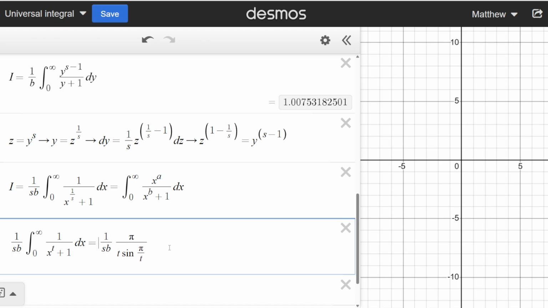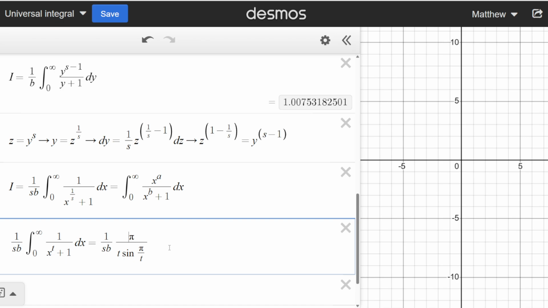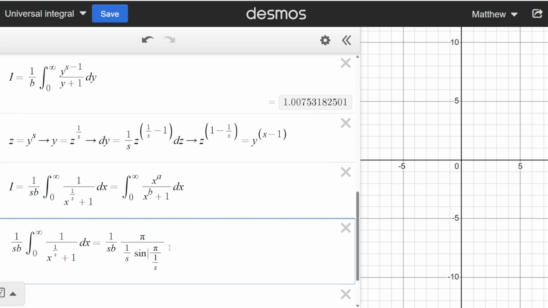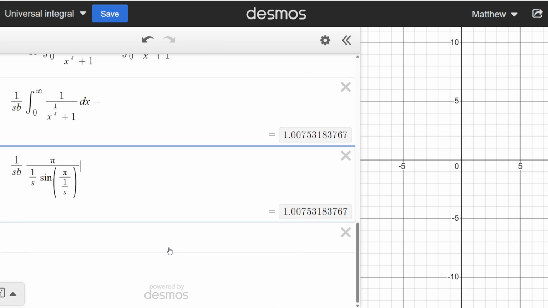Okay, so now you see that this integral right here is just equal to this. So if we replace our t with a 1 over s, it will still be valid. So let's replace our t with a 1 over s. So that's 1 over s, and then 1 over s, and then 1 over s. And we'll put a parentheses in front of there. Now let's see if that's actually true. Yes, it is.